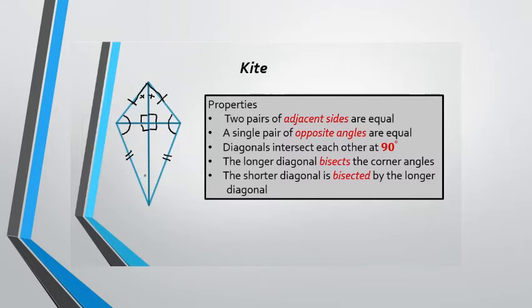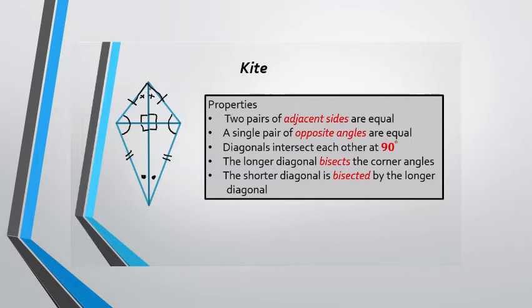This diagonal line also bisects, cutting in halves, this angle, so that angle and that angle there also have to be the same. The last one: the shorter diagonal, the horizontal line from vertex to vertex, is bisected by the longer diagonal.